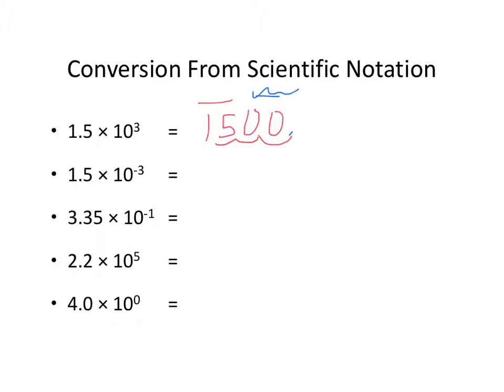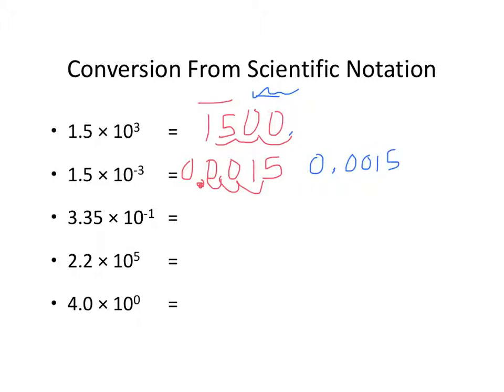The next one, 1.5 times 10 to the negative 3, we can write our 1.5. Our decimal point needs to move over 1, 2, 3. So our decimal point is here. We'll put another 0 there. This number written more neatly, 0.0015.